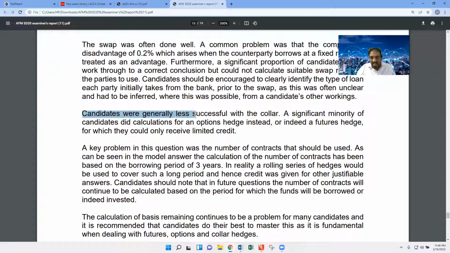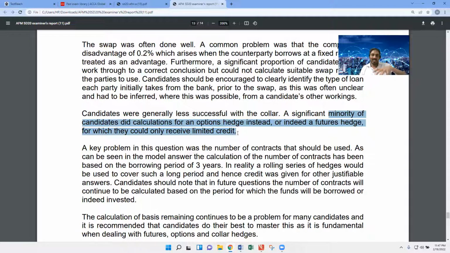Okay. Moreover, candidates were generally less successful with the collars. A significant minority of candidates did the calculation for an option hedge instead of a futures hedge, for which they could only receive limited credit. It means we have done the collars with 3 steps. Number 1, easy marks. Number 2, estimated futures. Number 3, collar's gain or loss and net interest.